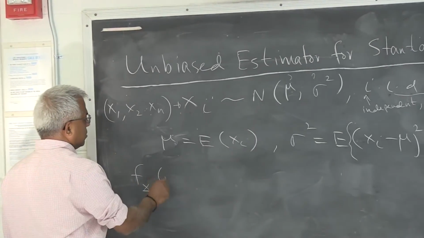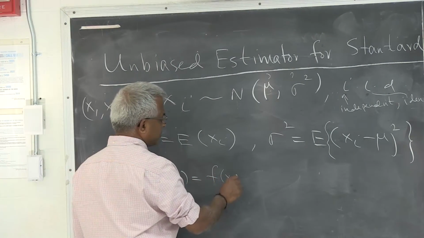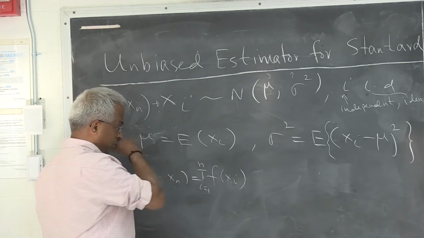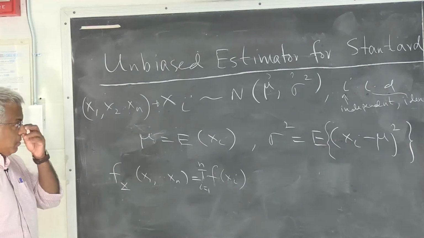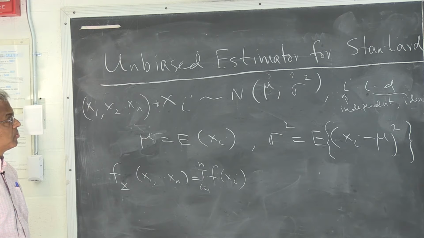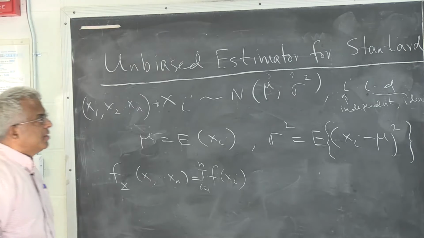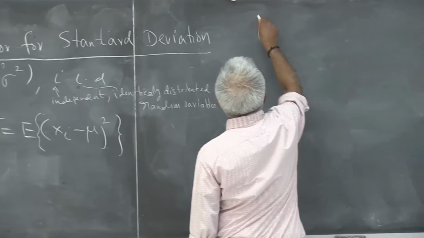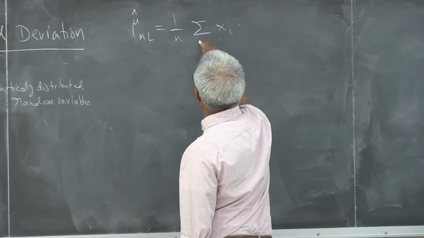Of course, the joint density function is the product of the density functions, and each of them is Gaussian. So if you form the likelihood function and find the maximum likelihood estimates for mu and sigma squared, it is generally easy. Without going into the details, the maximum likelihood estimator for the mean is in fact the average of all the observations.